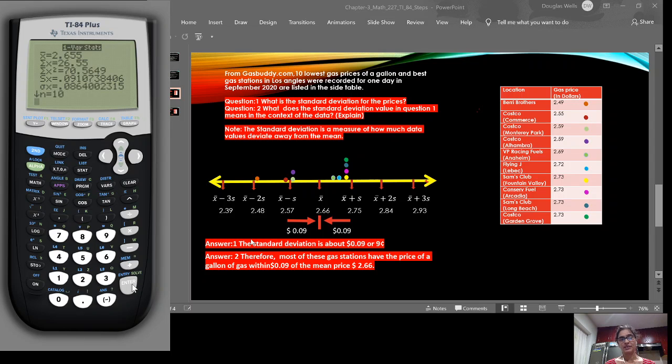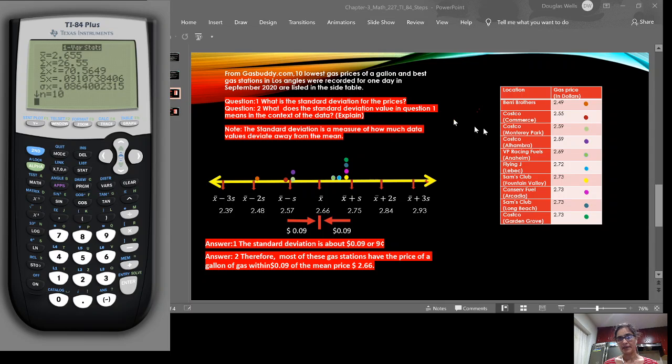On your screen, you see the first value is the average gas price in those 10 locations, which is about $2.66. The standard deviation on your screen is about $0.09. That means 9 cents. Make sure you remember that the unit for the mean and the standard deviation has to be the same as the unit of your data values. So I'm going to stick to dollars.